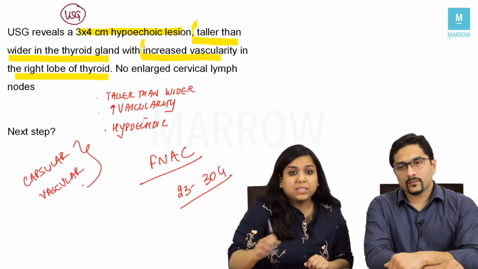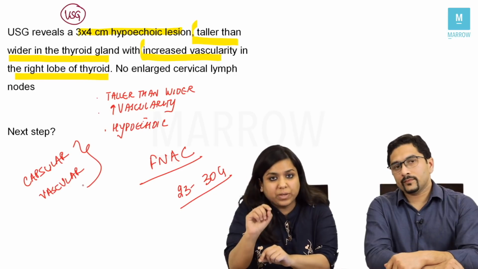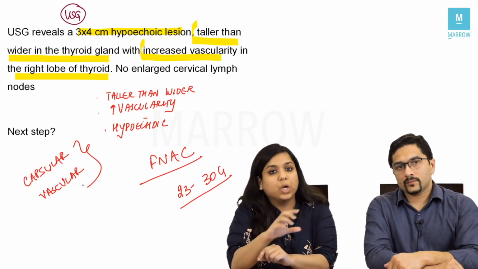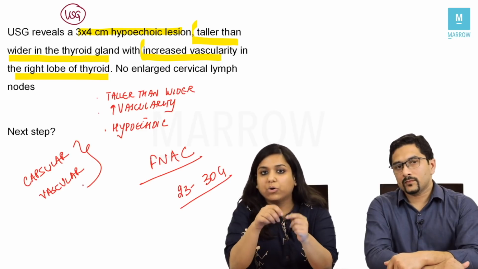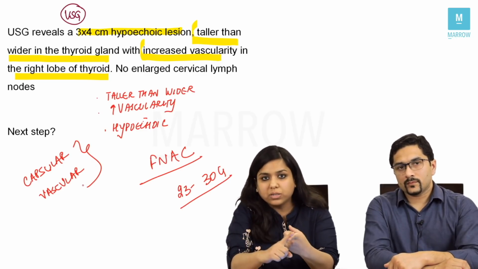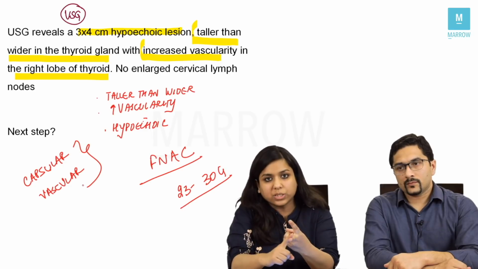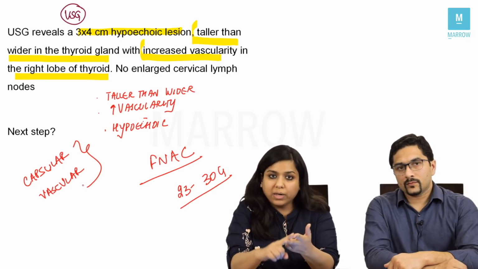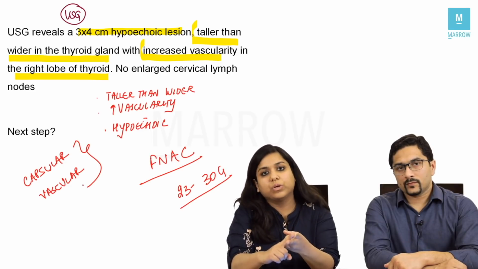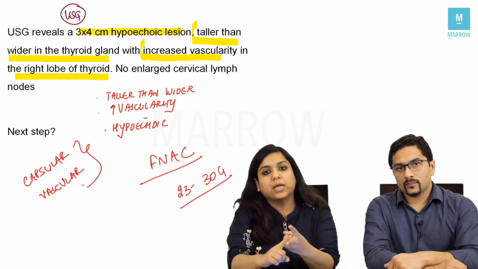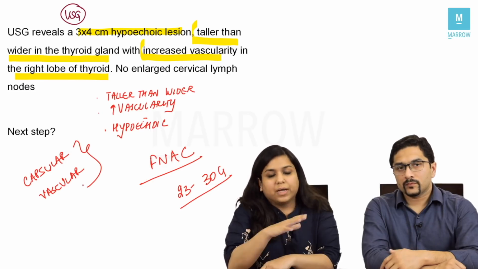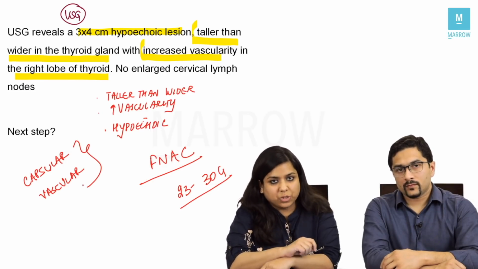Now, students, please see that when we are aspirating, when we are doing FNAC, we are neither taking the capsule out nor we are taking the thyroid blood vessels out. So, you cannot see either capsular or vascular invasion. So, on FNAC, you won't be able to differentiate between a follicular adenoma and a follicular carcinoma. Therefore, FNAC cannot be used as an investigation. In this case, we will do the FNAC of this patient, right?